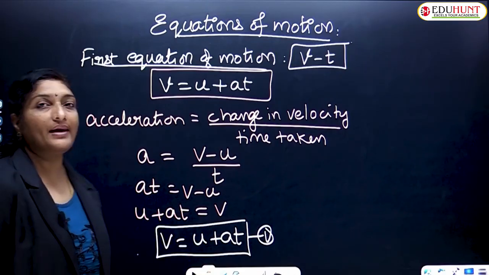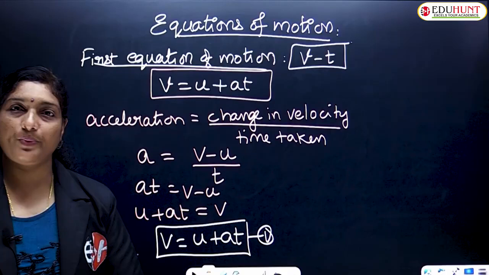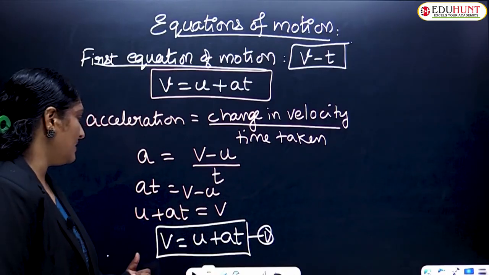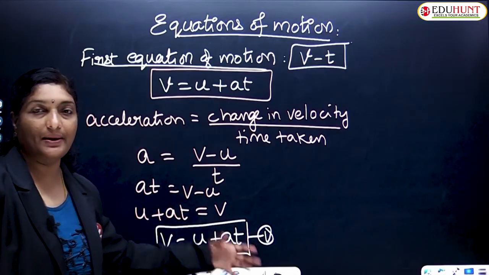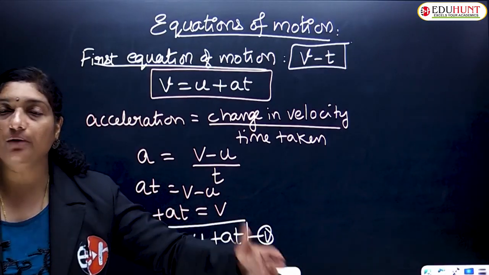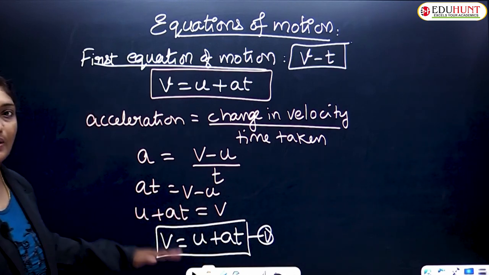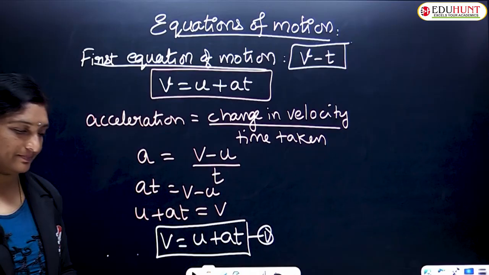So children, what is the formula? v is equal to u plus at, where u is initial velocity, v is final velocity, t is the time limit and a is the uniform acceleration. So children, try to remember this equation, that is v equals u plus at.